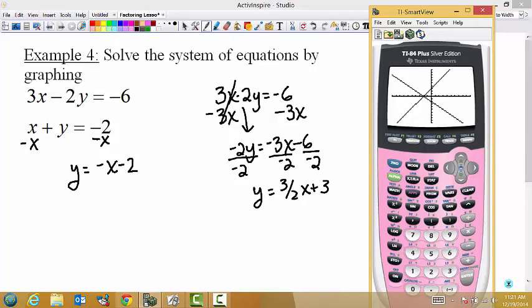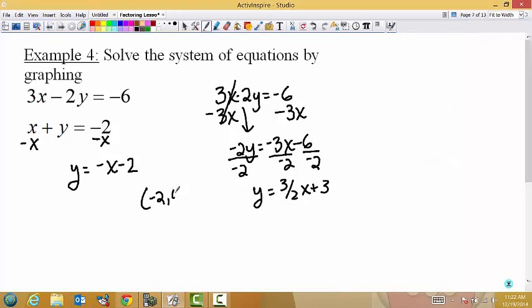We should have graphed these by hand. Second trace, I go down to number 5, intersect 5. First curve, I just hit enter. Second curve, I just hit enter. Guess, I just hit enter, and it tells me when it gets to the point where it says intersection, that's where they cross, that's the answer. So it's negative 2, 0.